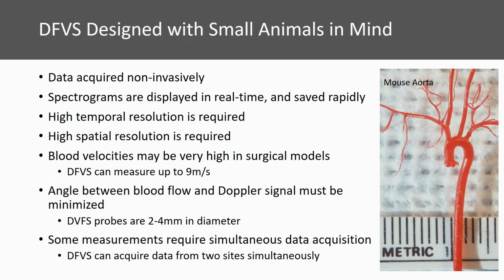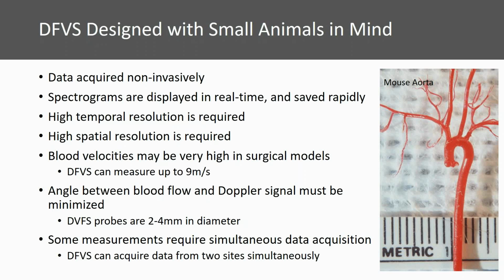A few other key features of the Doppler flow velocity system, which allow it to be used on small animals, are listed here on this slide. Some of those include high temporal and spatial resolution, which are required because mouse heartbeats are upwards of 500 to 600 beats per minute. We also must be able to measure high blood flow velocities, such as would be experienced in the TAC or the transverse aortic constriction model. And we want to be able to minimize the angle, as we discussed before, between the probe and the blood flowing through the blood vessel.